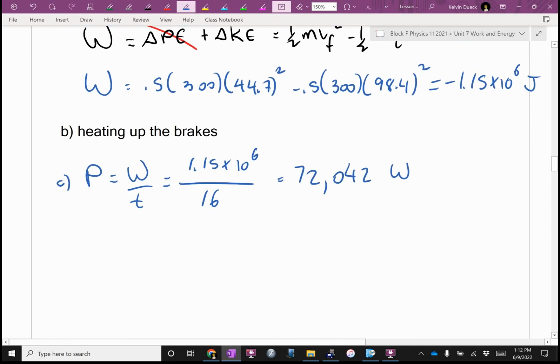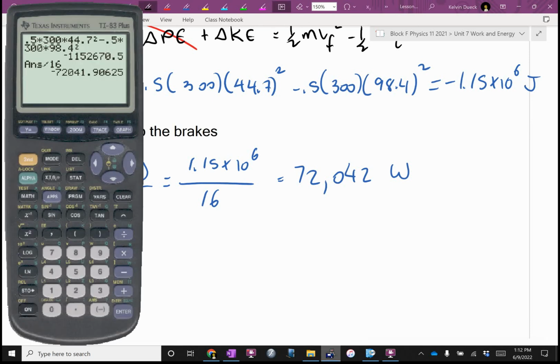How many 60-watt light bulbs could this light up? Well, I think if I just take this number, I'm going to multiply it by -1 to make it positive. If I just take this number and divide it by 60, that's how many light bulbs this energy loss could have lit up. And I get 1,200 light bulbs.